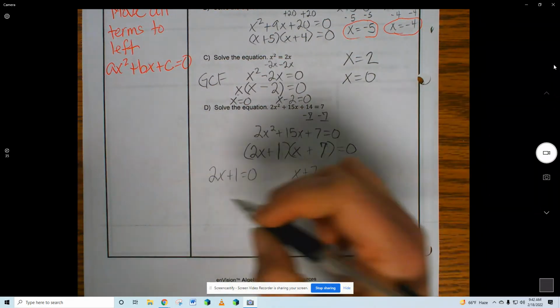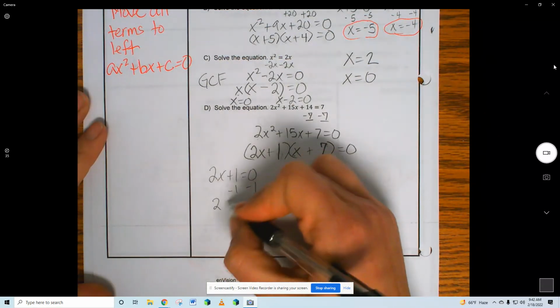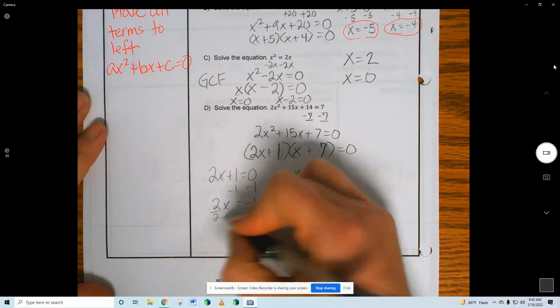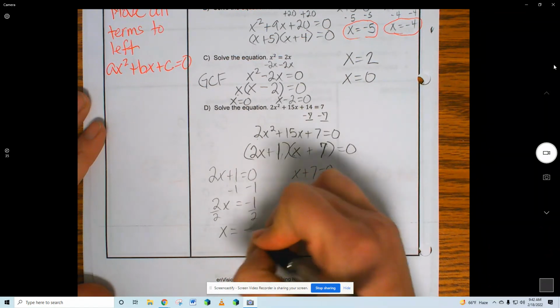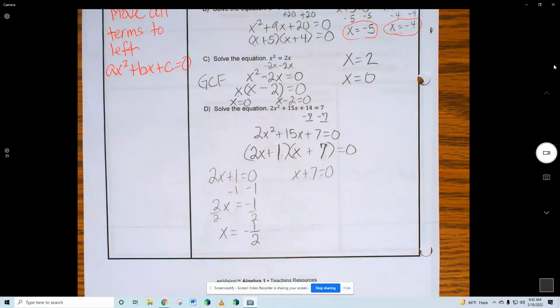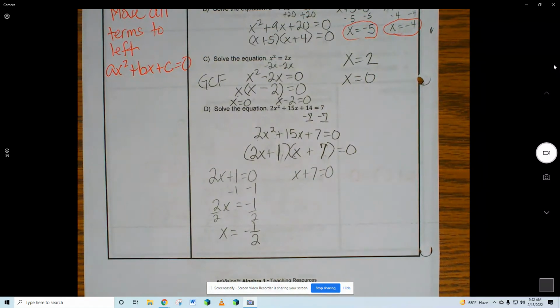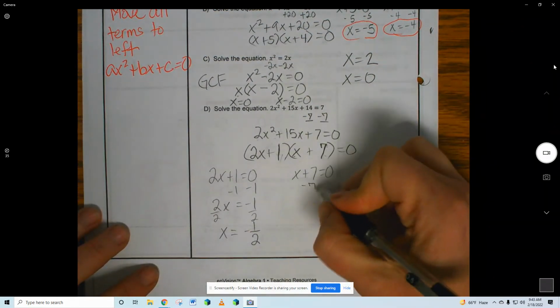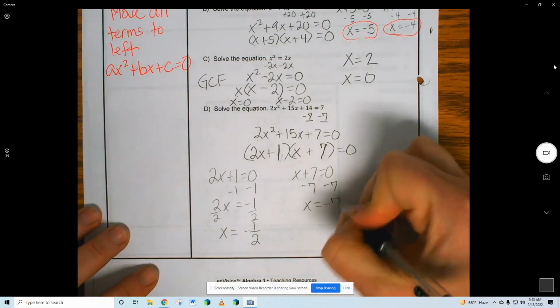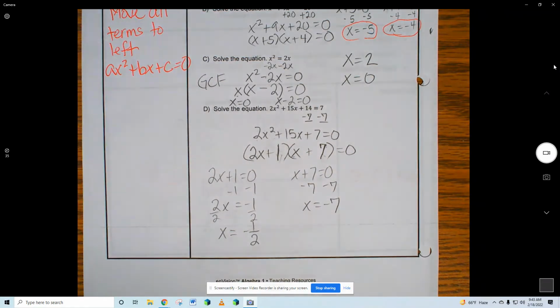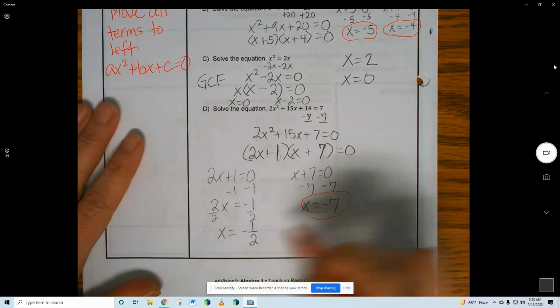Okay. Minus 1 divided by 2. X equals negative 1/2. Subtract 7. X equals negative 7. Those are my two solutions.